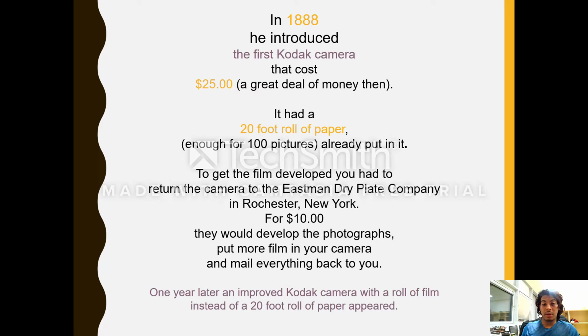Kodak really aspired to make cameras affordable, and they actually did it. In 1888, they could make a camera for the price of $25, and you could get the pictures out of them by giving the camera back to the company for $10.